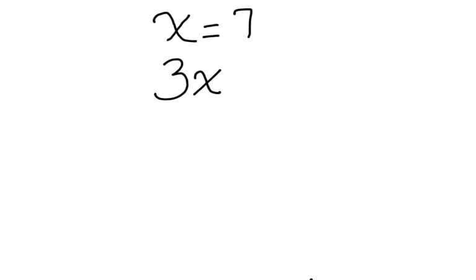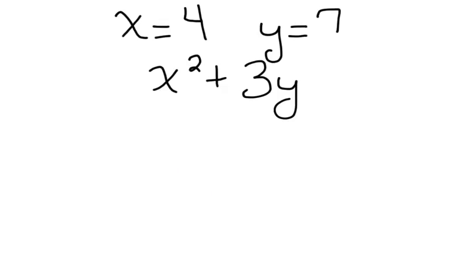So this example reads 3x. When we don't see an obvious operation and the numbers are side by side, then that means we're going to multiply. So we have 3 times our value of x, which is 7. So we substitute the 7 in for the x. This becomes 3 times x, or 3 times 7. 3 times 7 becomes 21. So we solve this expression.